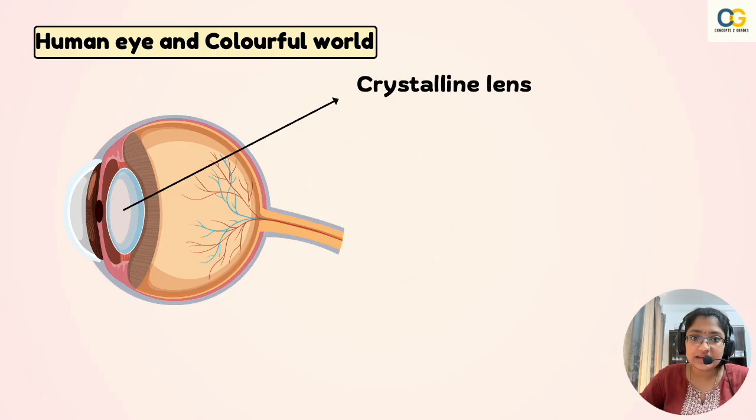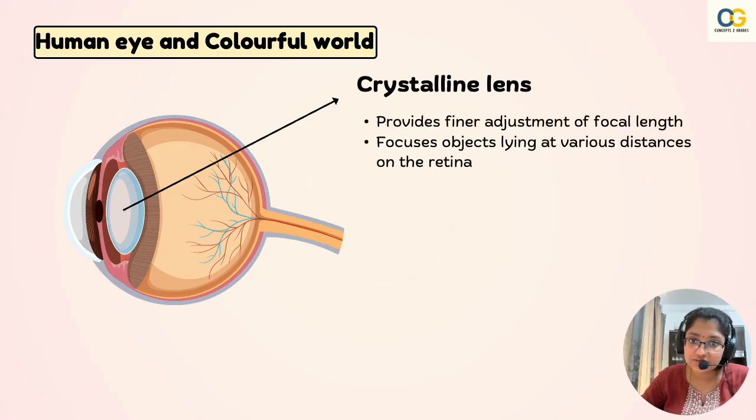Coming to the next part, which is the crystalline lens, which is the lens in your eye that helps you see. This provides the finer adjustment of focal length. Refraction has already occurred in the cornea, so the crystalline lens helps adjust the focal length to finally find the correct spot where you can see the image clearly. It focuses on objects lying at various distances on the retina.